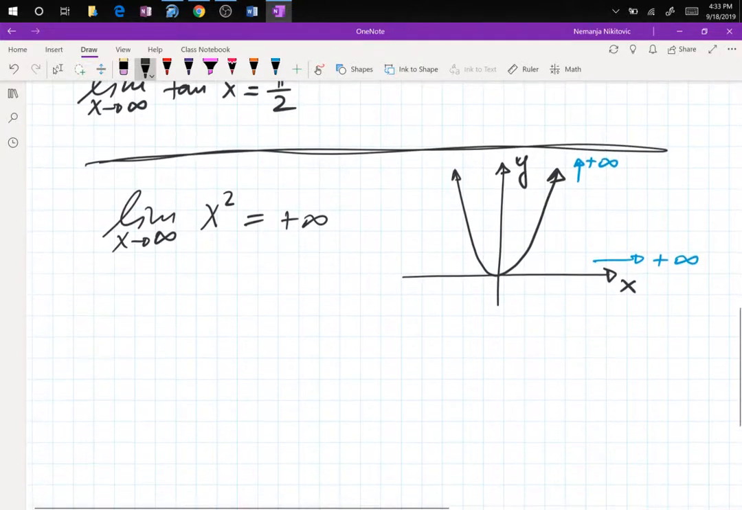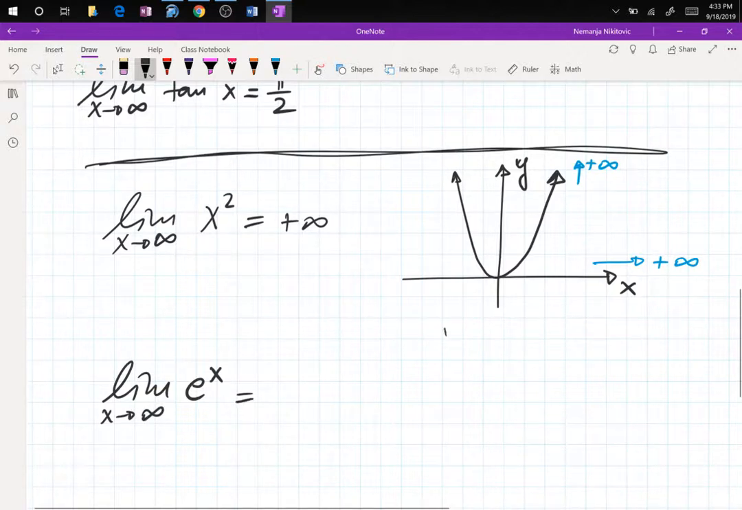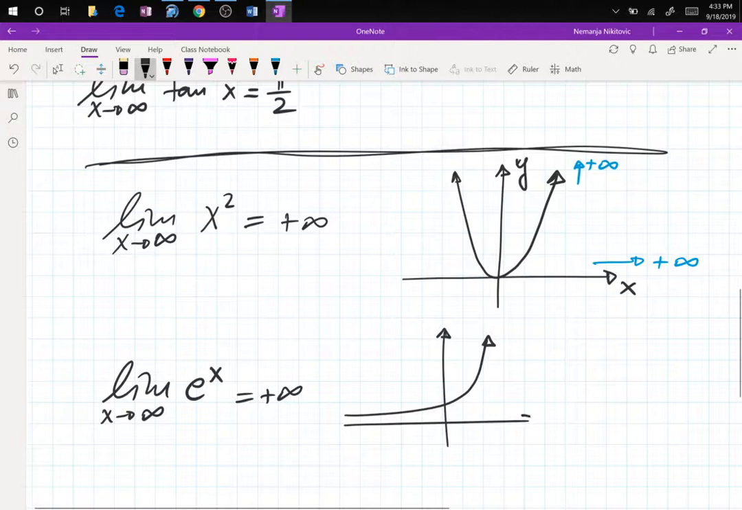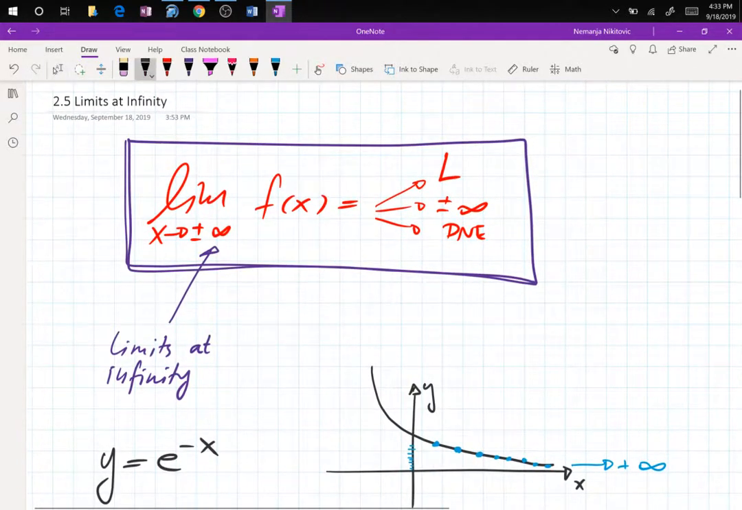Another example of this would be e to the x. So what is the limit of e to the x as x goes to infinity? And we know that e to the x will shoot up like that, and you have positive infinity again, because it goes up. Now that satisfies the second possibility, where a limit at infinity could also give you infinities.